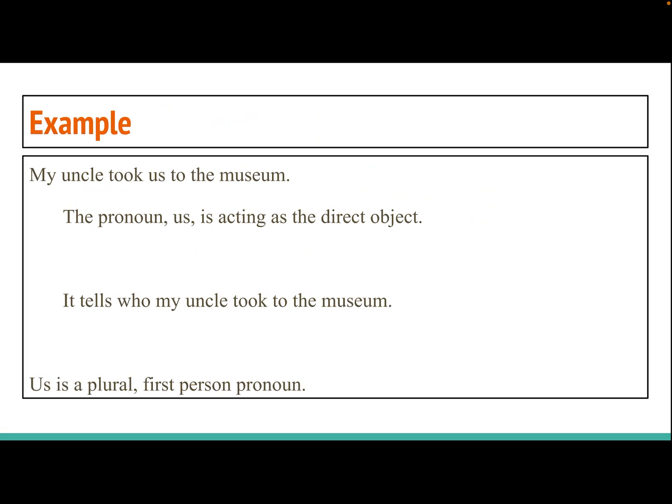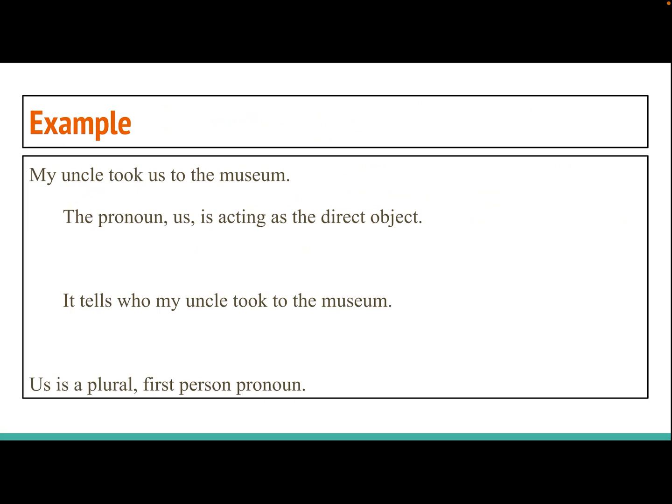My uncle took us to the museum. The first thing, when we're finding an object pronoun in a sentence, is to identify what the pronoun even is. If we look at the sentence, us is a pronoun. It's the plural, first person, us. Now it says here that the pronoun us is acting as the direct object, because remember, the direct object tells you to who or what the action is done.